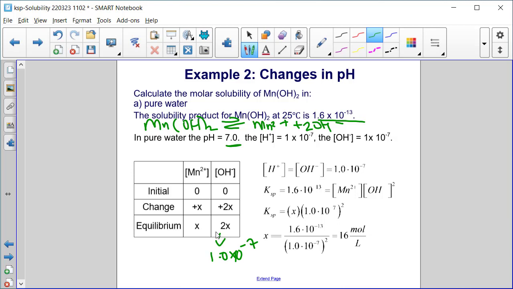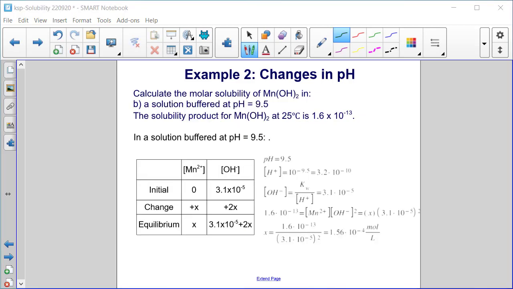If we solve for X, put X in for the manganese ion, 1 times 10 to the minus 7 in for the hydroxide ion concentration, squared because of that coefficient of 2. And we solve for X, we get 16 moles per liter. So the molar solubility of manganese hydroxide in pure water is 16 moles per liter.